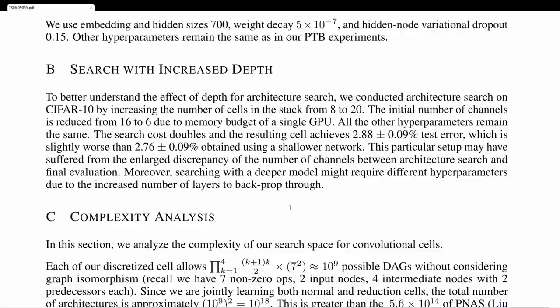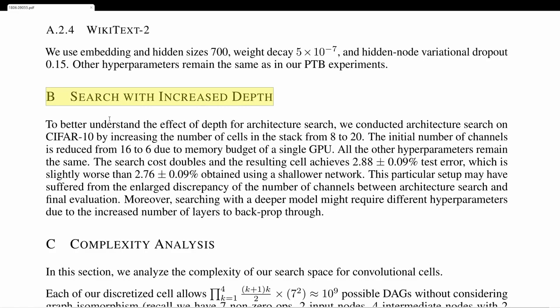B, search with increased depth. To better understand the effect of depth for architecture search, we conducted architecture search on CIFAR-10 by increasing the number of cells in the stack from 8 to 20. The initial number of channels is reduced from 16 to 6 to fit the memory budget on a single GPU. All other hyperparameters remain the same.